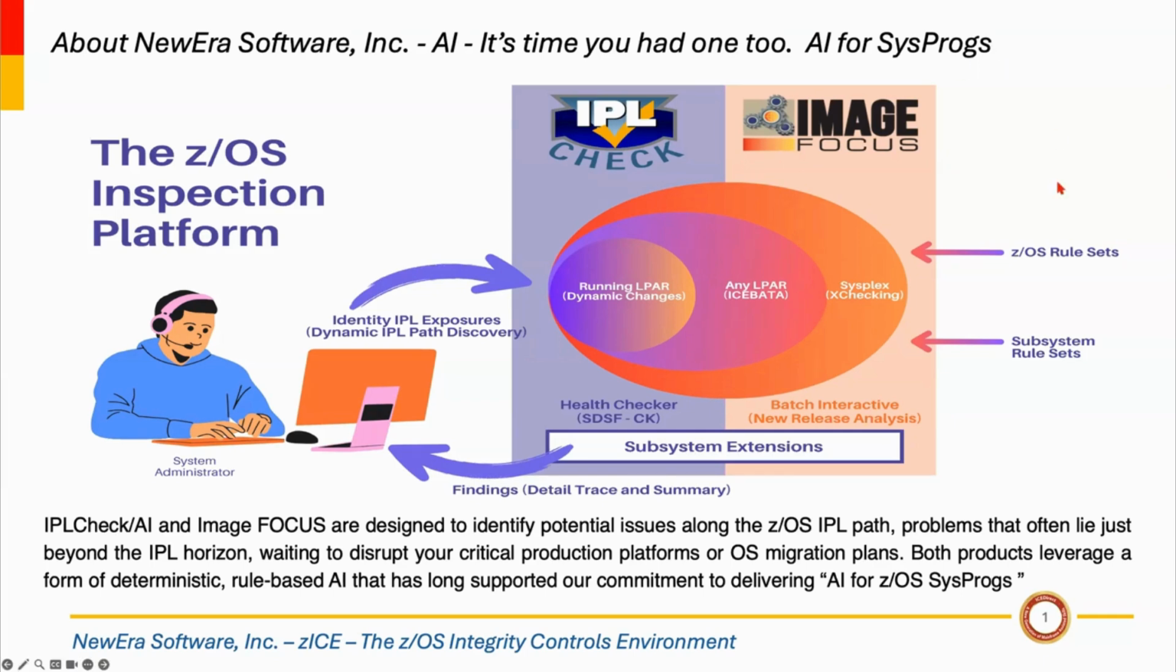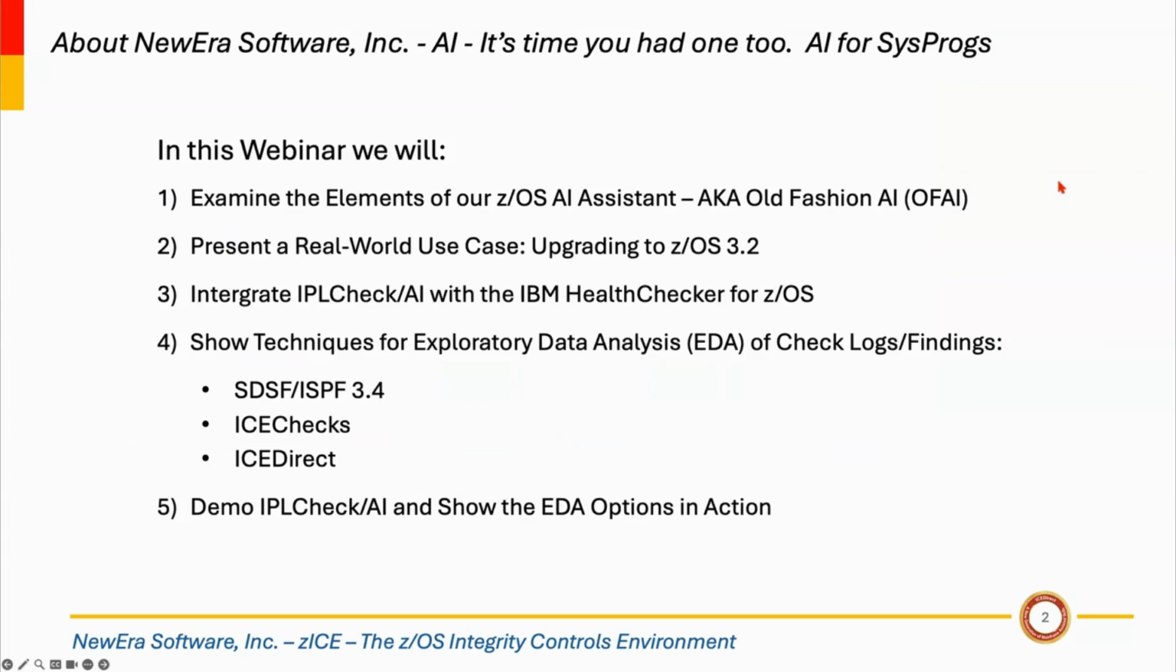So what we're up to today is essentially a description of the elements that are part of the z/OS AI assistant that we have available that you can use for a number of different reasons. I want to emphasize here that this assistant has been around for a number of years, always available to support not only current operations, but your desire to move from one release of the operating system to another.